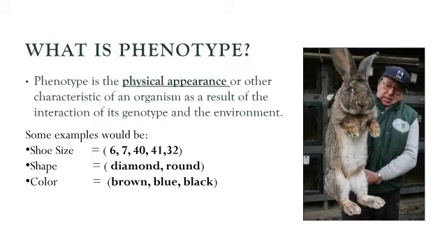What is phenotype? Phenotype is the physical appearance or other characteristics of an organism as a result of the interaction of its genotype and the environment. Some examples are shoe size, like 6, 7, 40, 41, 32, that's the size of your shoe. Shape: diamond, round. Color: brown, blue, black. So phenotype is the traits that are physically shown or physically observed. That is what we call the phenotype.